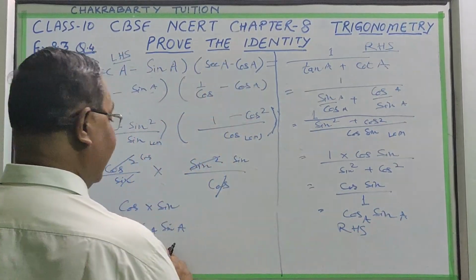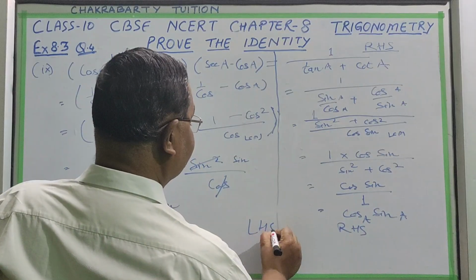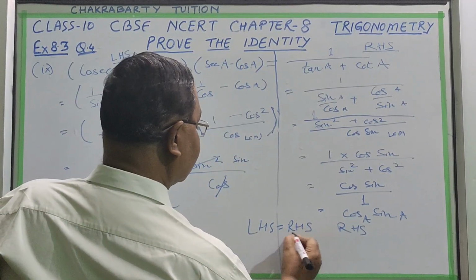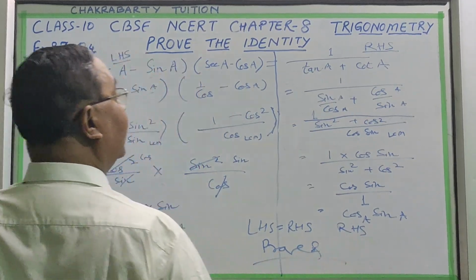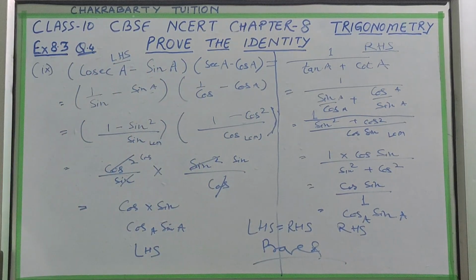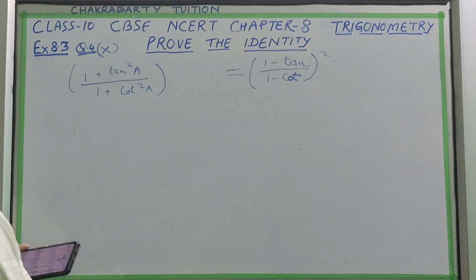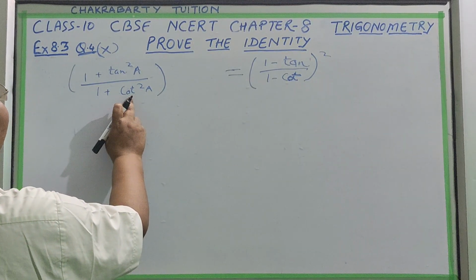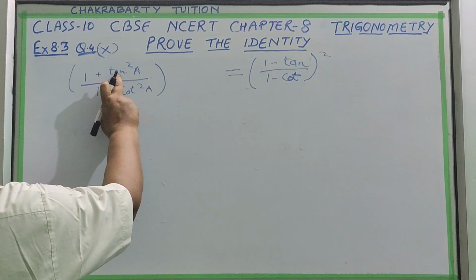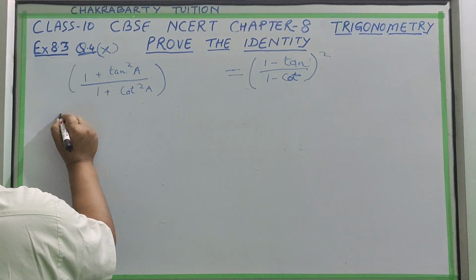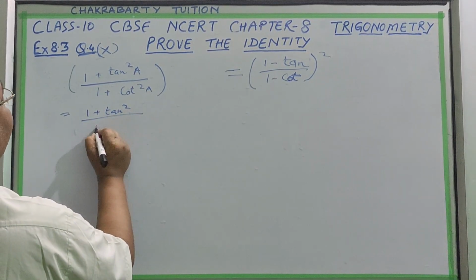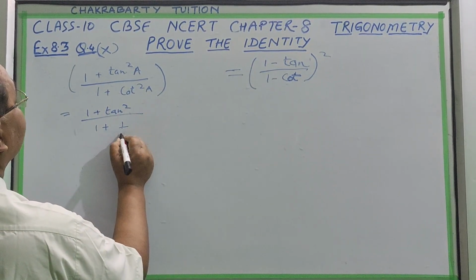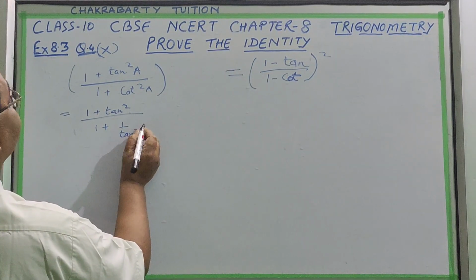As LHS equal to RHS, so proved. Okay, this is proved. Now question number 10 we are going to do. So here we can make it as tan, so that later on we can cut. So what we will do? 1 plus tan square upon 1 plus 1 upon tan, also we can write for cot.